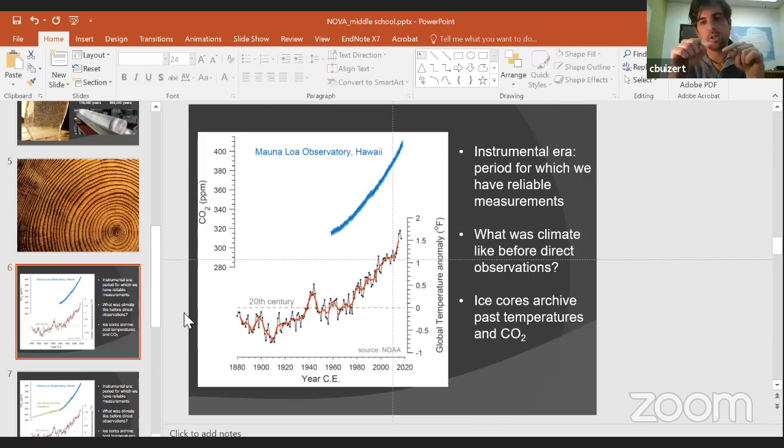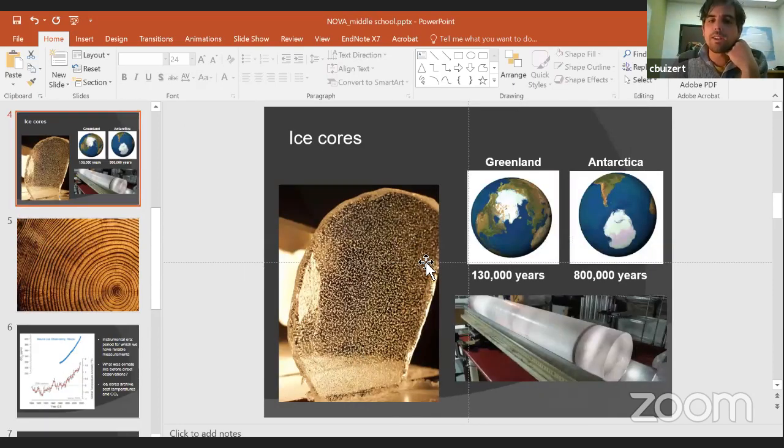And so CO2 has been going up, and temperatures have also been going up. So the question is, what happened before we had these measurements? And this is where the ice cores come in. I'm going to go one or two slides back. Here it is. So here is a picture of what the ice looks like. And we're going to look at the ice later.